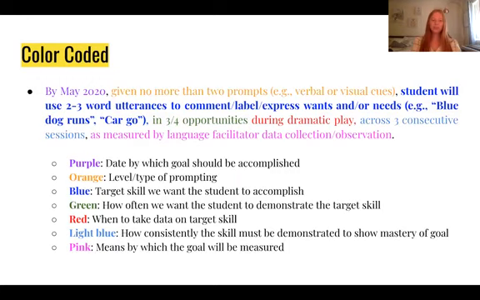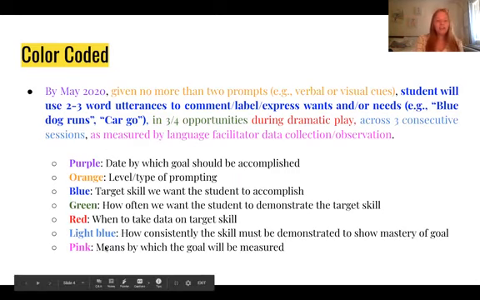Because if you dismiss a child too soon from therapy and they're not able to generalize on their own, they might backtrack their progress a little bit, which will be sad and frustrating for the parents or the family members, caretakers, if it's an adult client. And so that's why we want to have it always be across multiple sessions to prove that they're either staying steady or improving. And then pink is the means by which the goal will be measured.